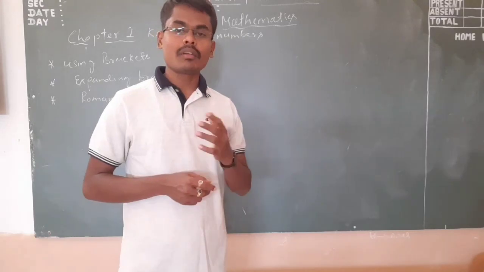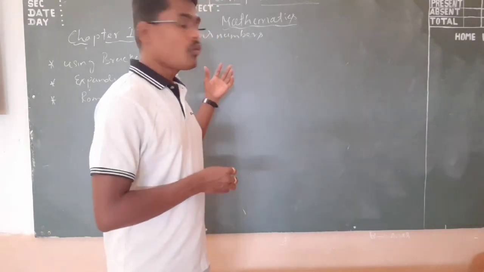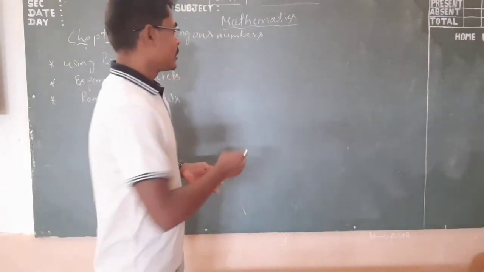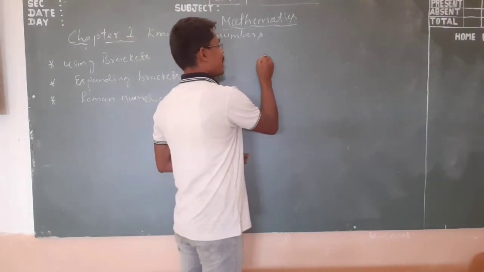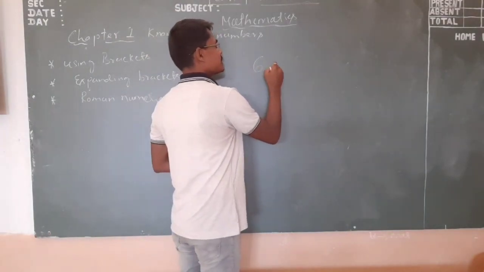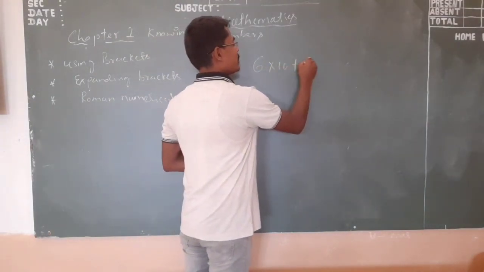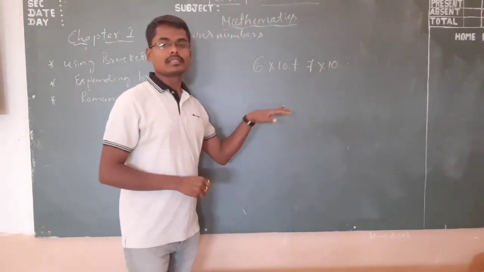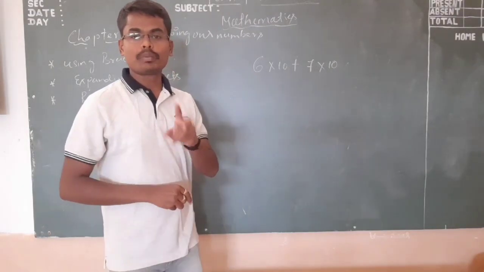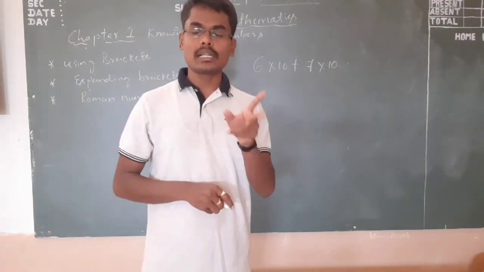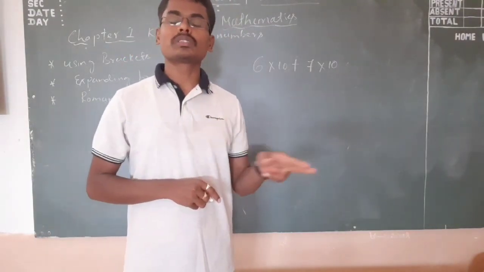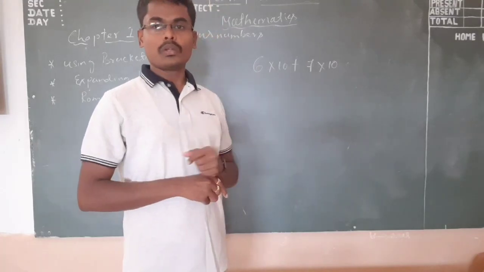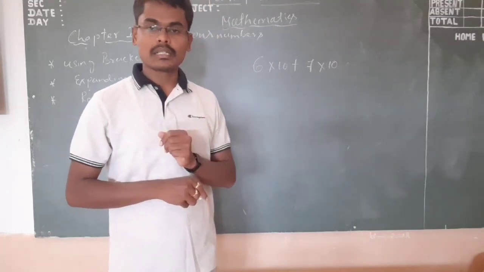Now by considering one example, let us see how we are going to use the brackets. The very first I am going to consider, they have given in your textbook also, 6 into 10 plus 7 into 10. Now look at this example. Consider two persons, for example, person X and person Y. How are those two persons going to solve this kind of numerical without using the brackets?